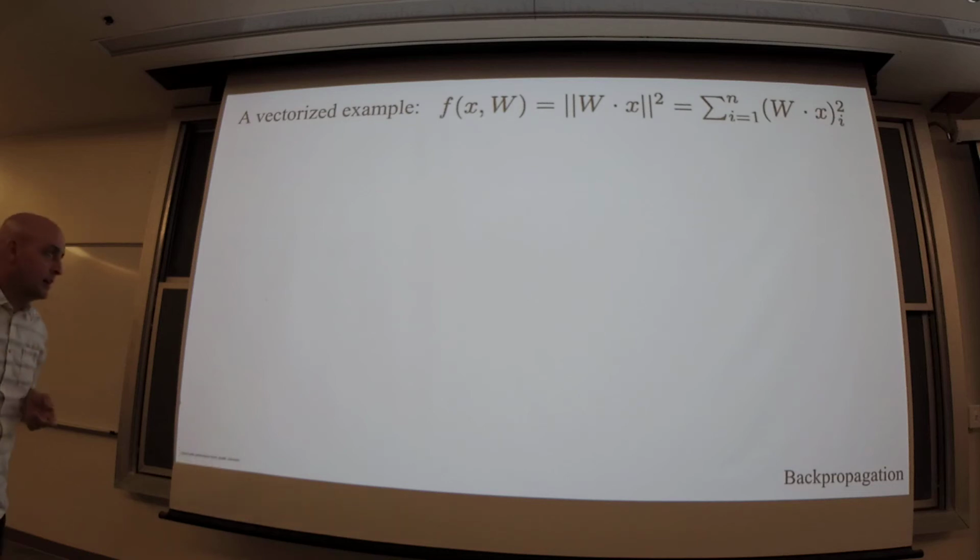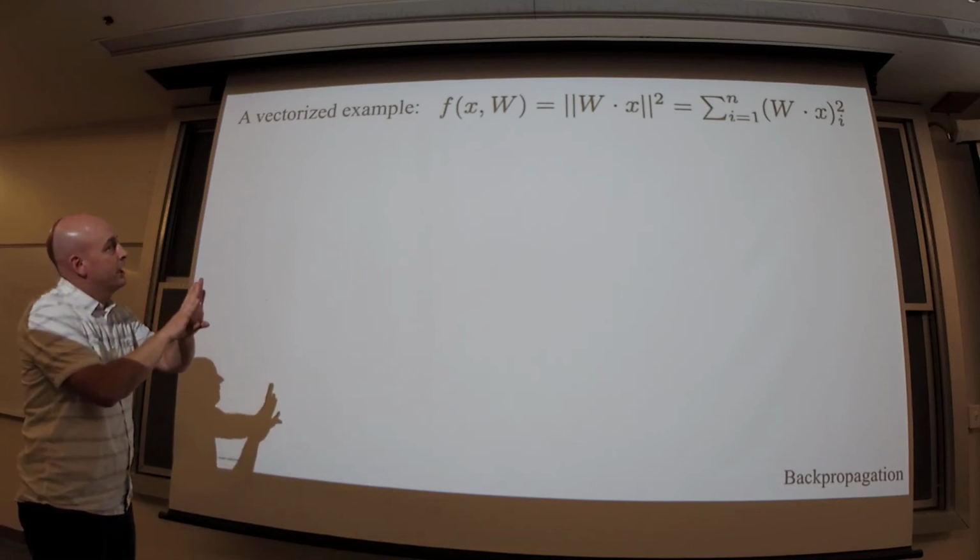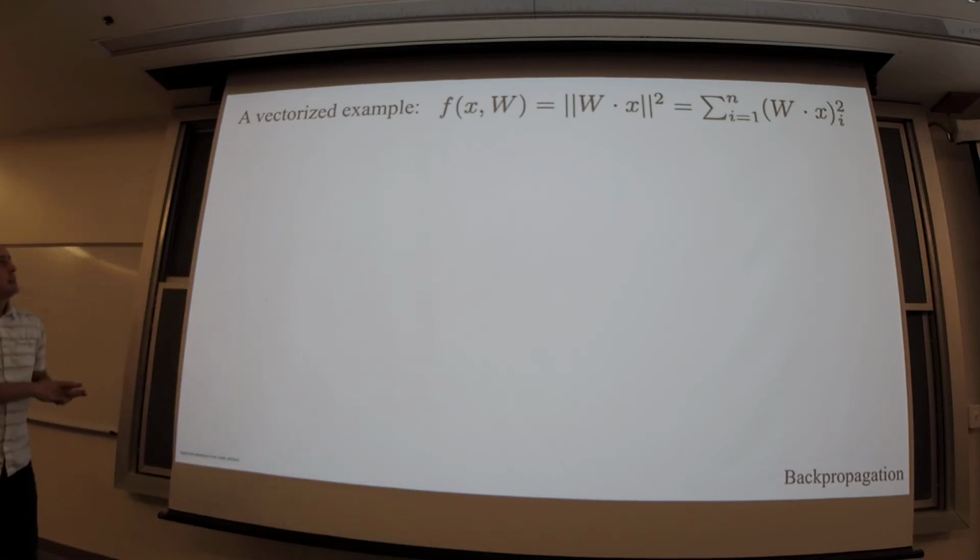And for the square of the L2 norm. So what we basically have here is the sum of the squares of all of the entries in the vector W times x. Okay. Now what we want to do is backpropagation with that as the output.